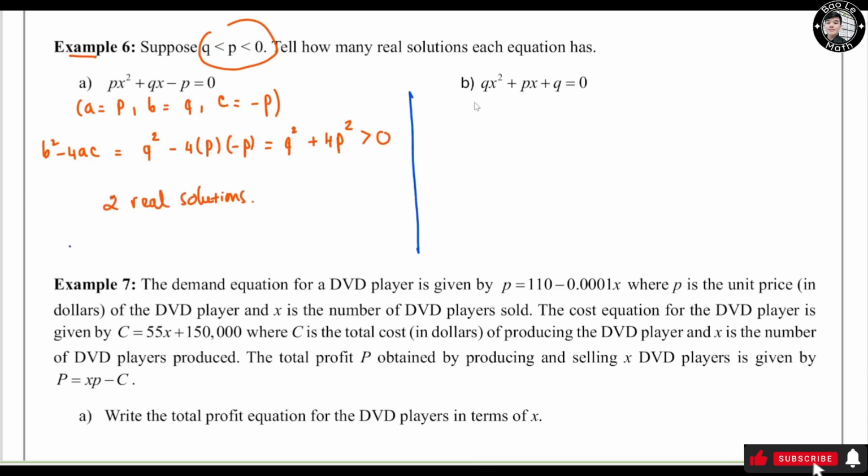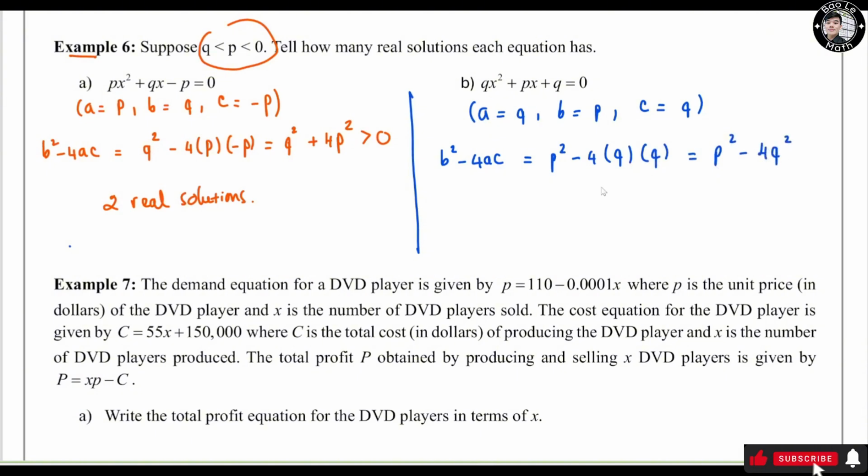Now question B. A equals q, b equals p, and c equals q, right? So we have b squared minus 4ac. It's going to be p squared minus 4 times q times q, so it's p squared minus 4q squared, right? So observe that q less than p. It tells us that this is less than 0, then the original equation has two imaginary solutions.